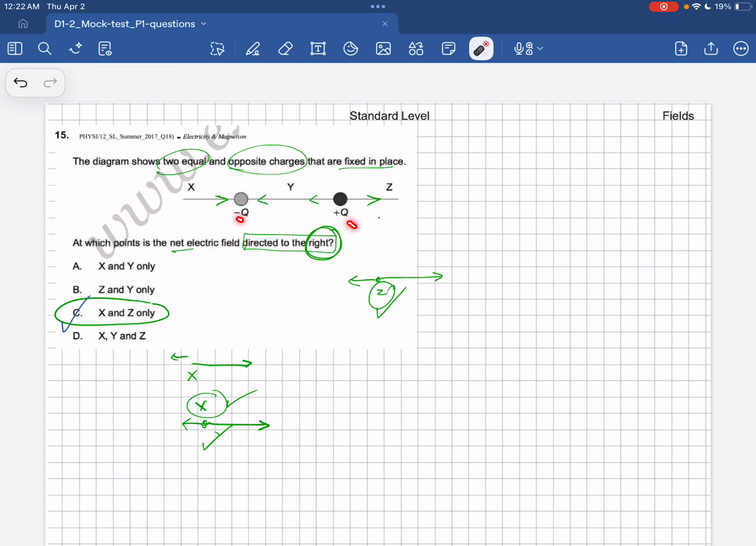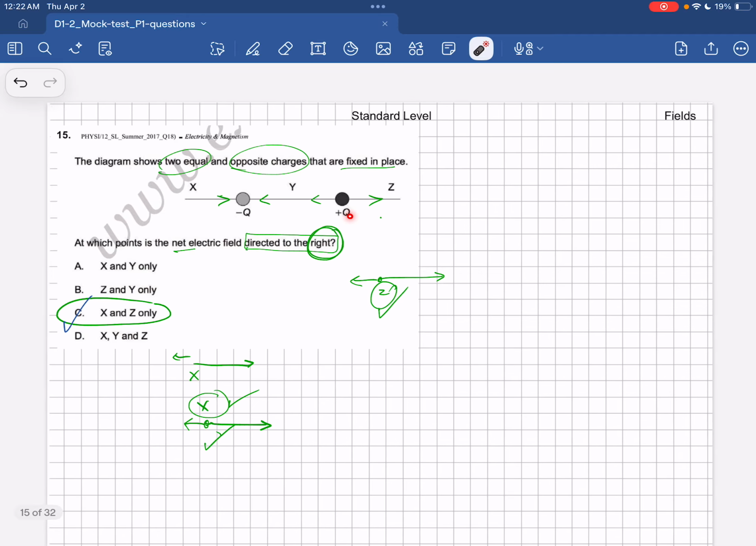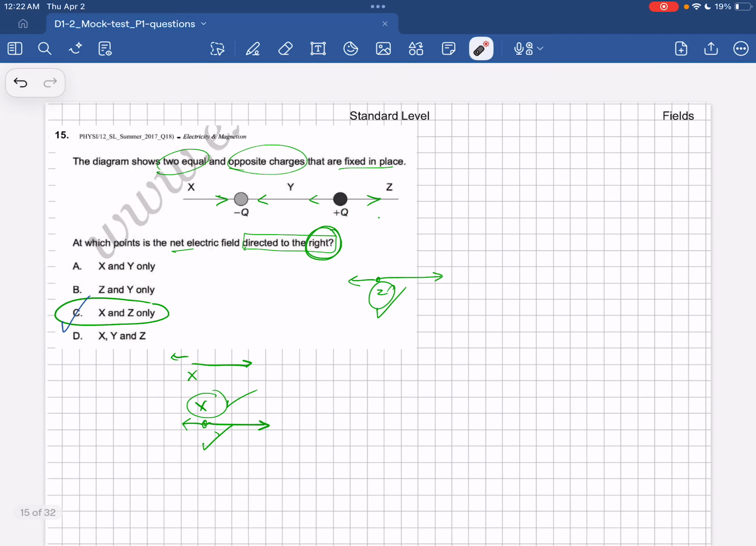Okay, which point has the net electric field directed to the right? So first, this is a negative one, so the electric field is towards it; this one is positive, so everything is outward. So let's check each point.